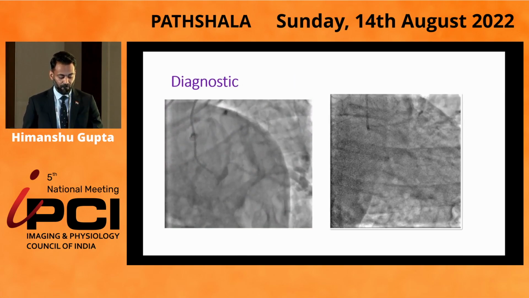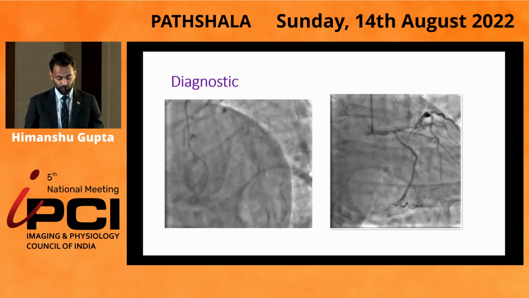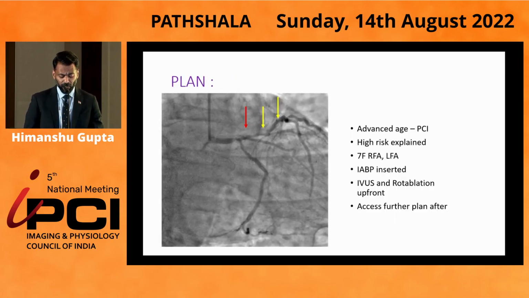And if you see the spider projection, the ostium of the circumflex is also very nasty, with a very difficult angle between the ostium of the circumflex and LAD. So we need to treat this patient. He's 82 years old, not fit for CABG. We know that it's a high-risk case.